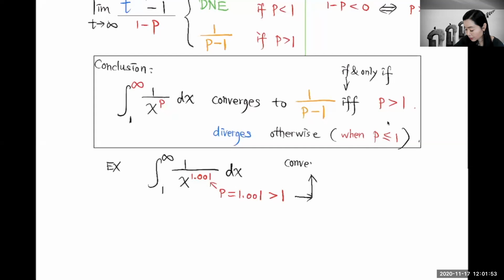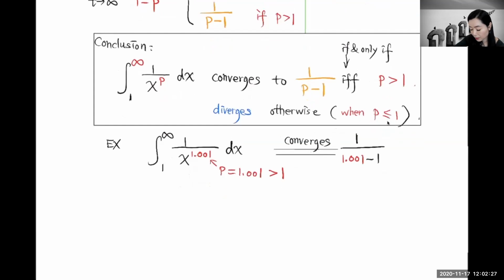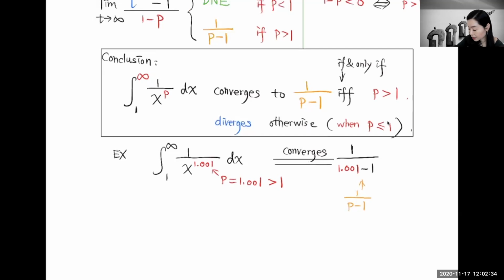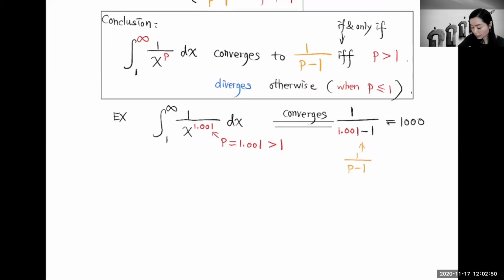So it is going to be convergent. Okay, and we also can figure out what it converges to. It converges to 1 over p minus 1, right? So it converges to 1 over 1.001 subtracting 1. Remember this is the 1 over p minus 1, right? Okay, so that is equal to 1000. So if you try to find the area under the curve from 1 to infinity, that is going to turn out to be 1000.